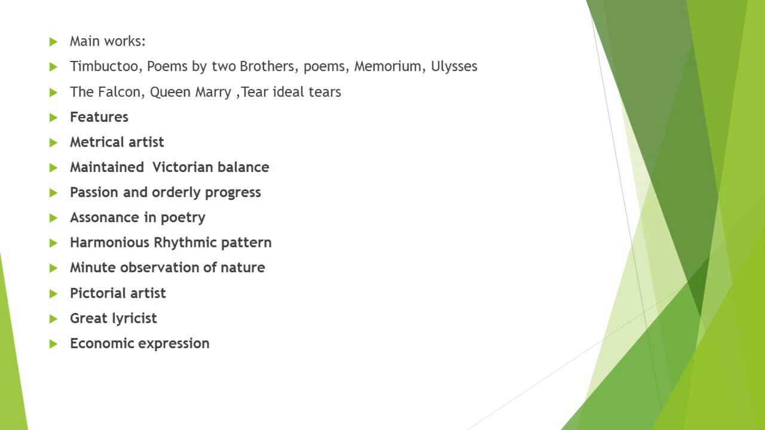Tales. These are the important books, and his writing features: he was a smart writer, a metrical artist, and he maintained the Victorian balance, and of course his passion was properly managed, in proper direction, in proper order. In his poetry you can find lots of use of assonance rather than alliteration. Harmonious rhythmic pattern is another characteristic of his writing, and minute observation of nature, pictorial artist, great lyricist, and his writing in short used to express lots of feeling. That was his laconic expression. You can find economy in his expression.